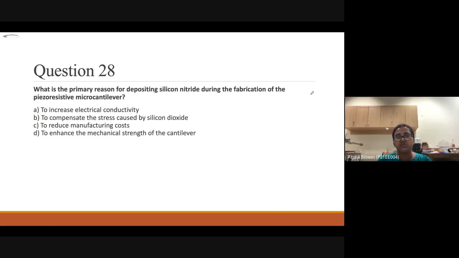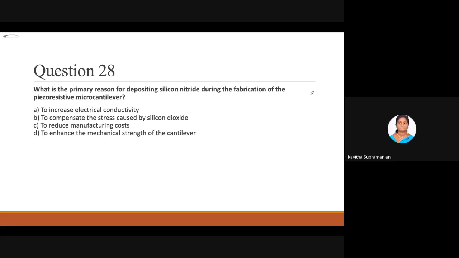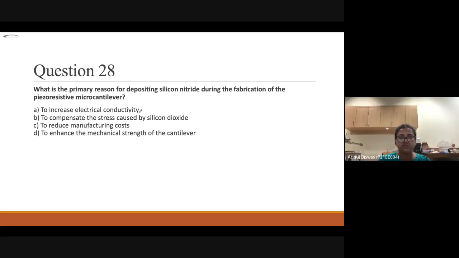What is the primary reason for depositing the silicon nitride during the fabrication of the piezoresistive micro cantilever? The first option is to increase the electrical conductivity. The second option is to compensate the stress caused by the silicon dioxide. The third option is to reduce the manufacturing cost. And the fourth option is to enhance the mechanical strength of the cantilever. To increase the electrical conductivity, ma'am.